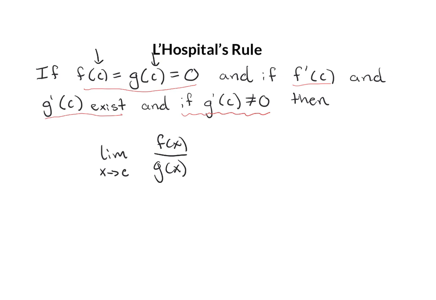if they both equal 0, so if when you evaluate using direct substitution you get 0 over 0, that is called an indeterminate form. So if you get this indeterminate form, then you can evaluate the derivative of f at c and the derivative of g at c to solve this limit.